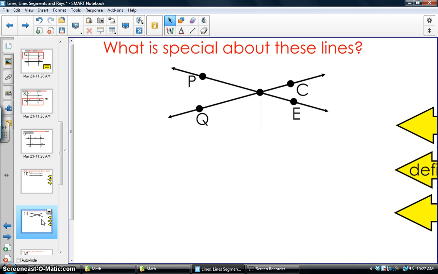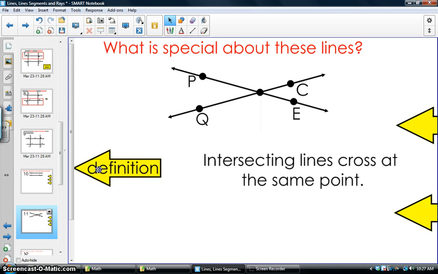Here we have intersecting lines. Intersecting lines intersect or they cross at the same point. These lines cross right here at this point.